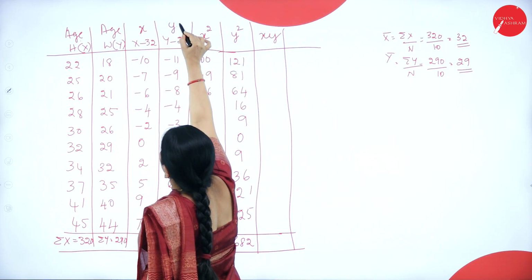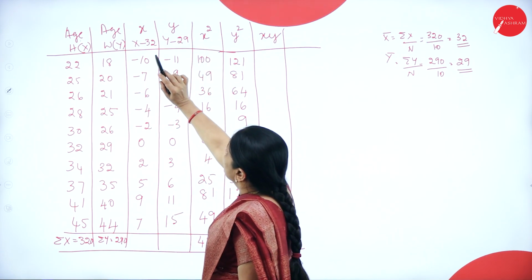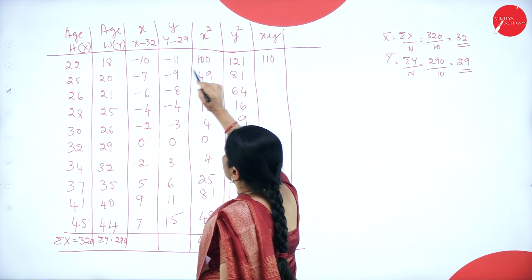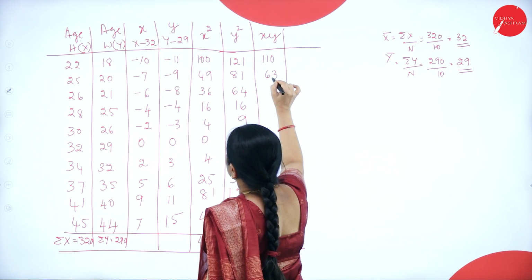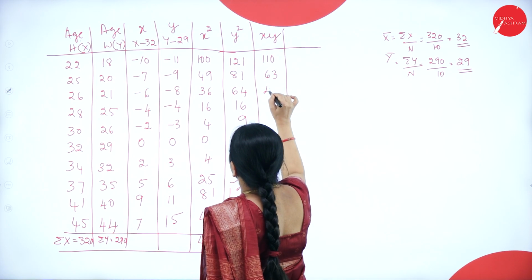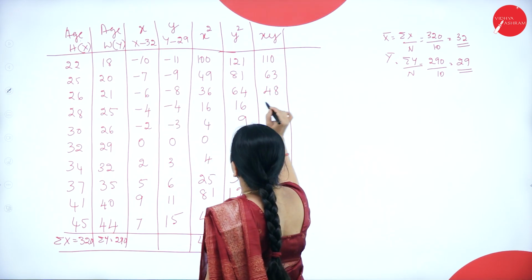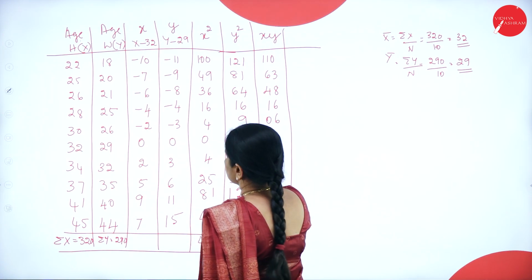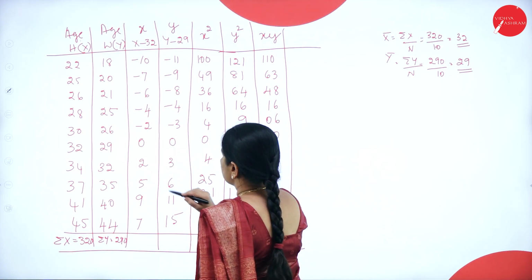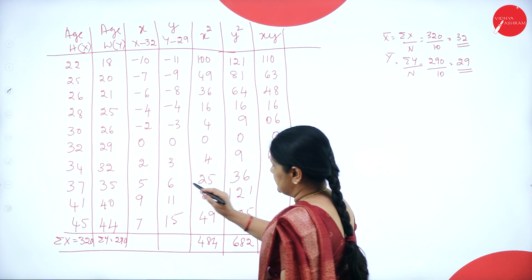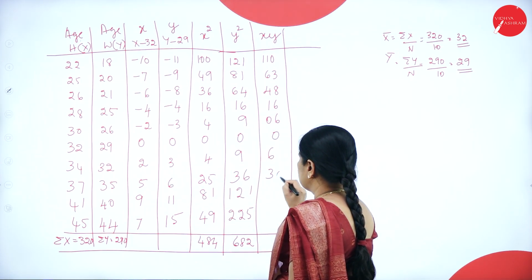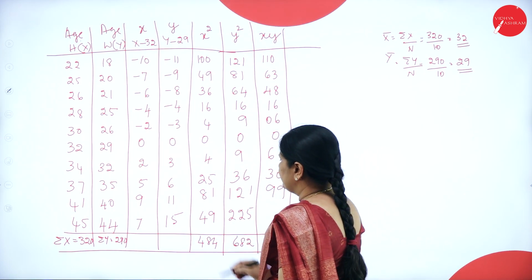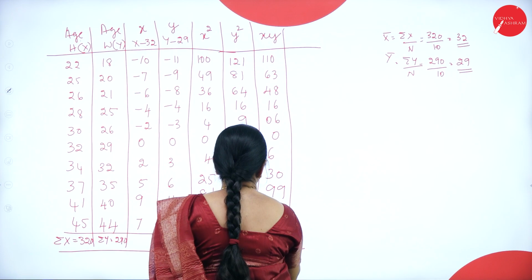Next will be x into y column. So this is the x column, this is the y column. 10 into 11, 110. 7 nines are 63. 6 eights are 48. 4 fours are 16. 2 threes are 6. 0 into 0, 0. 2 threes are 6. 6 fives are 30. 9 elevens are 99. 15 sevens are 105.